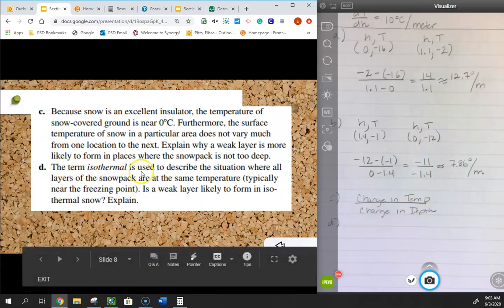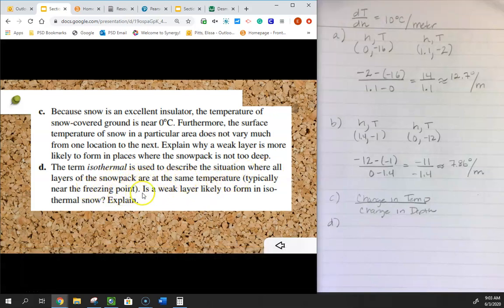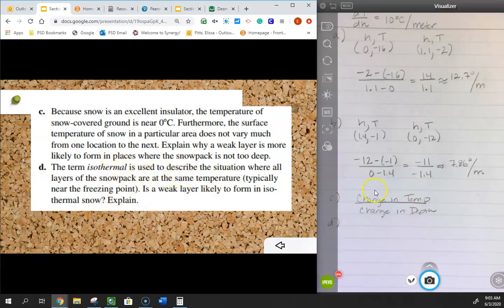The term isothermal is used to describe the situation where all layers of the snowpack are the same temperature, typically near the freezing point. Is a weak layer likely to form in isothermal snow? Explain. So this is telling us that the temperature is near zero. The change in temperature is near zero because those layers all have the same temperature. And so this is getting very, very small, and a fraction will become small when the numerator becomes small or the denominator becomes large. So in this case, the numerator is becoming very, very small, or zero, which means that the weak layer is not very likely.